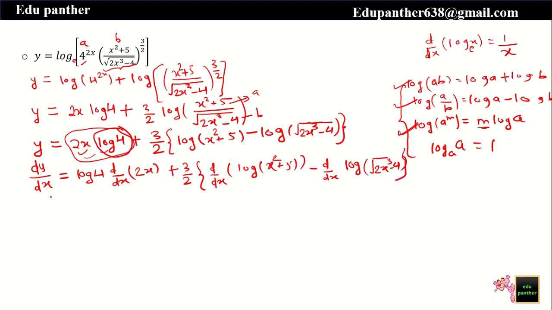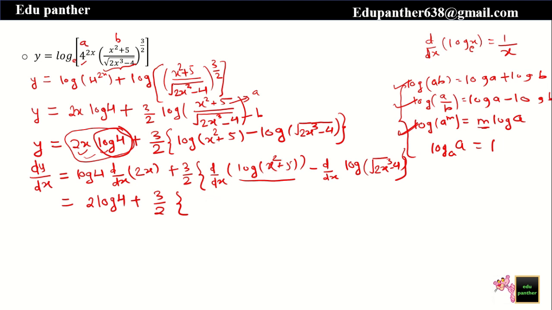Next, log 4 will be as it is, and what is the derivative of 2x? It's 2. So the total derivative of the first term will be 2 times log 4 plus 3 by 2 times the derivative of this term, log of x square plus 5. It is a composite of two functions, log and x square plus 5. How will you differentiate it? Yes, first we have to take the derivative of log, then multiply it with the derivative of x square plus 5.